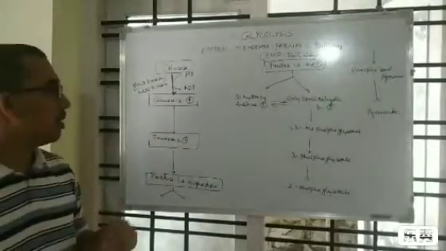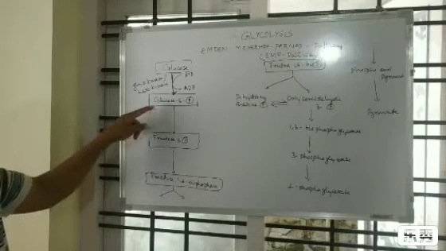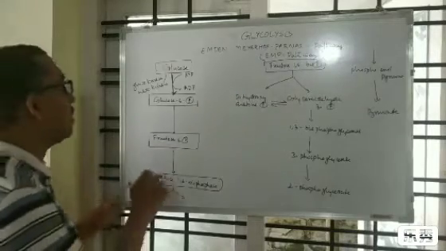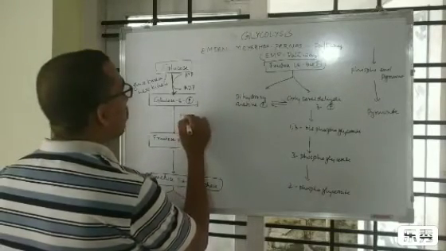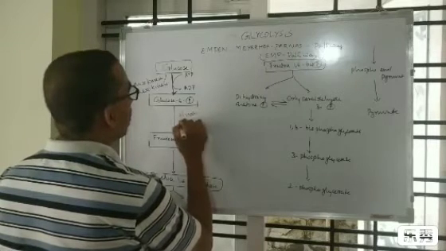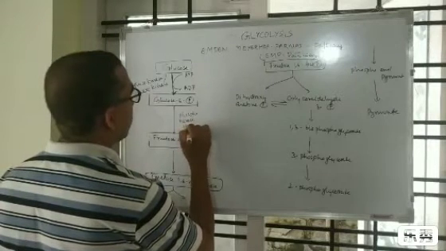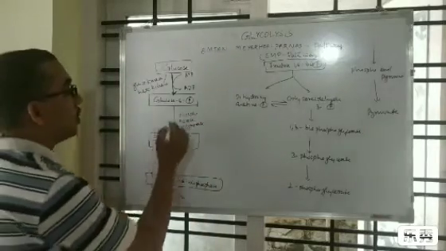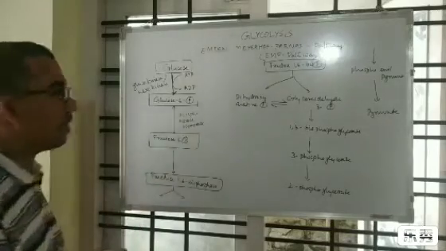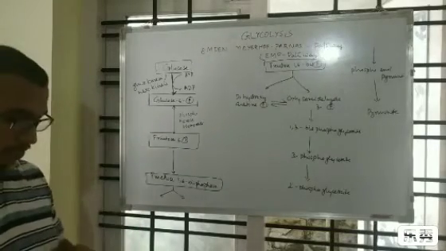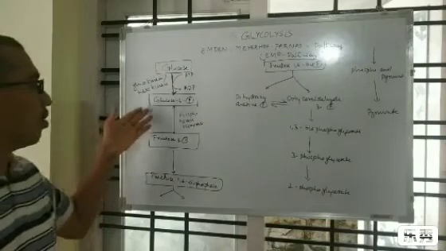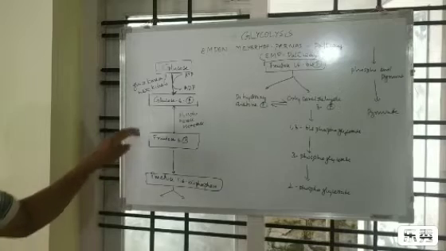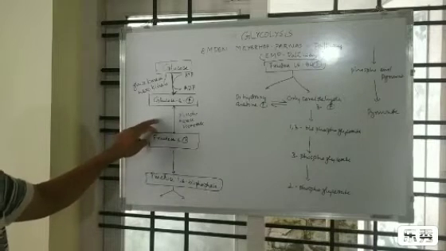Then, second step is isomerization. Isomerization of glucose 6-phosphate to fructose 6-phosphate. The enzyme catalyzing this reaction is phosphohexose isomerase. The enzyme phosphohexose isomerase isomerizes glucose 6-phosphate to fructose 6-phosphate. This is a reversible reaction.